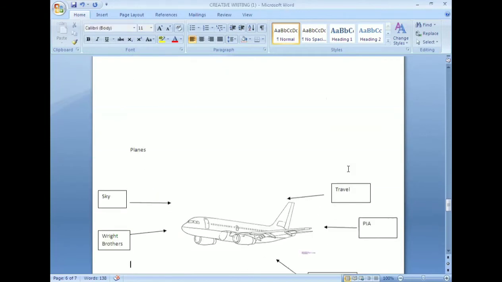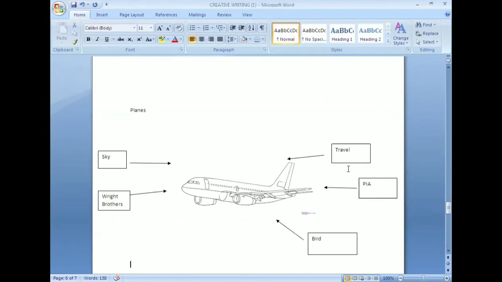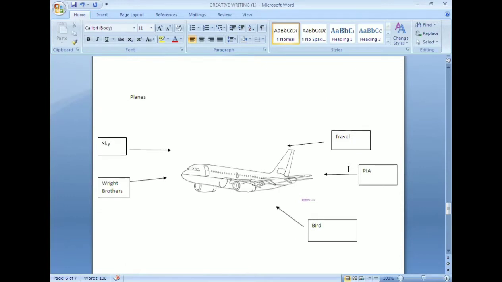Now, lastly, we're going to be talking about planes here. All right. I'm sure that if not all of you, some of you must have traveled in planes. So we're going to be talking about planes here. Now, first of all, let's talk about the boxes here. Let's talk about, first of all, the sky. We have Wright Brothers. We have travel. We have PIA, and then we have birds. All right, so let's use these words.